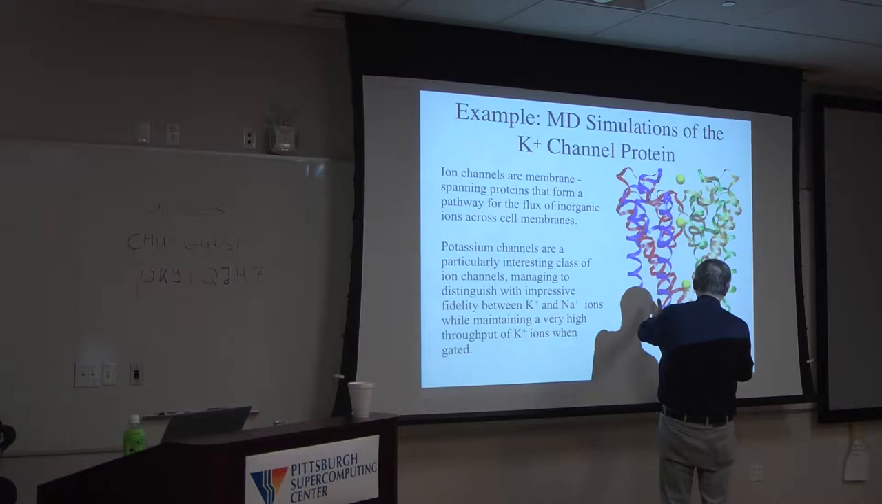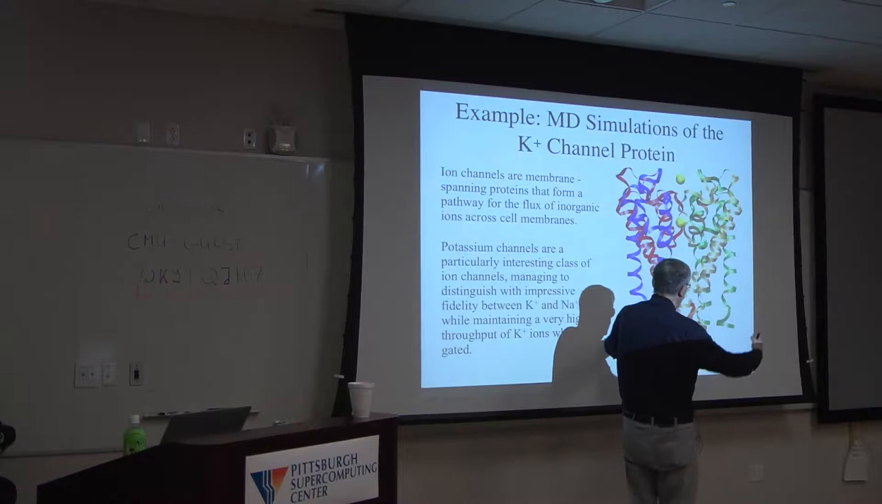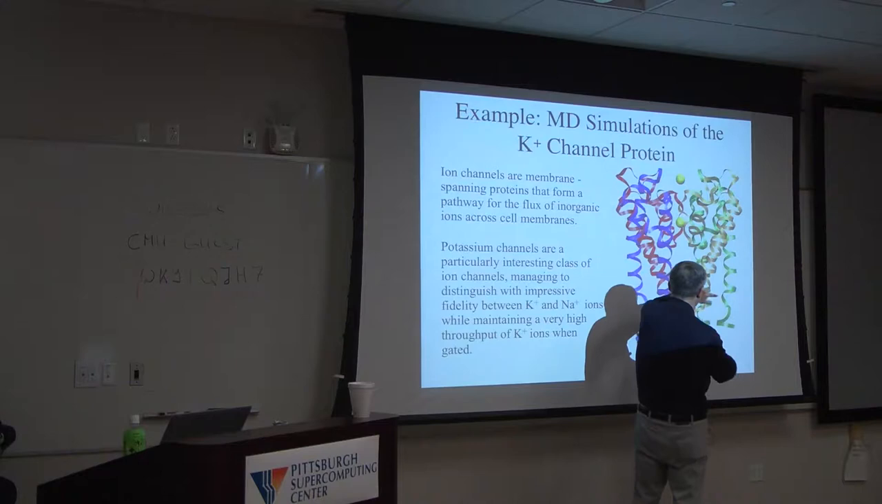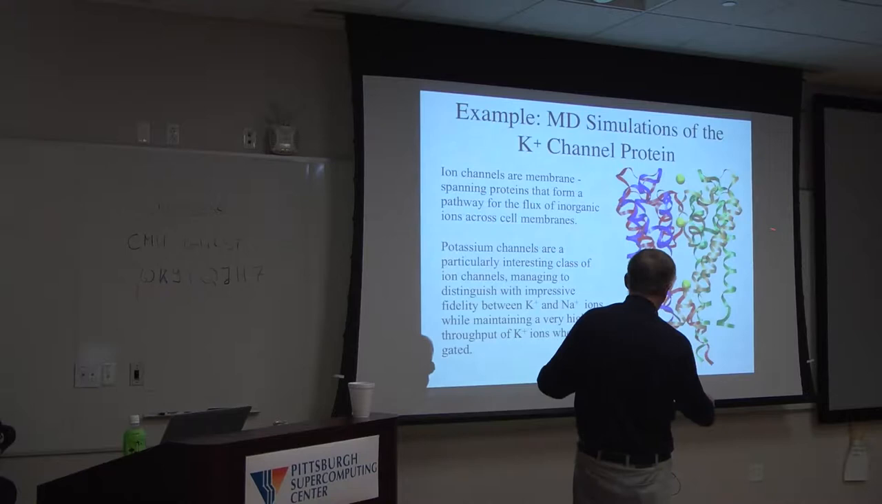In reality, the protein has mirror symmetry here and mirror symmetry here. It's a fourfold symmetry, actually. But in order to show it better, we just show the two, left and right side, and not the front and back.